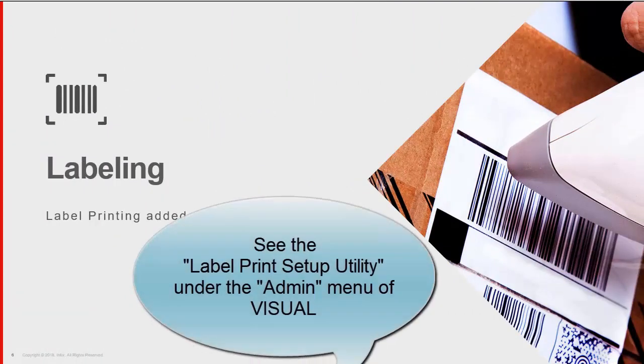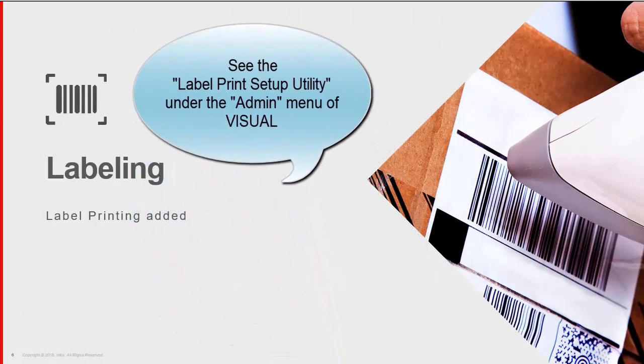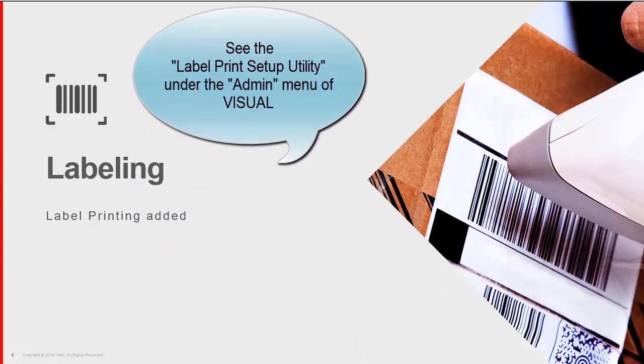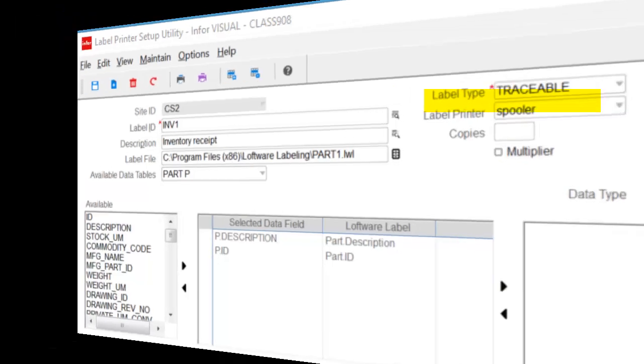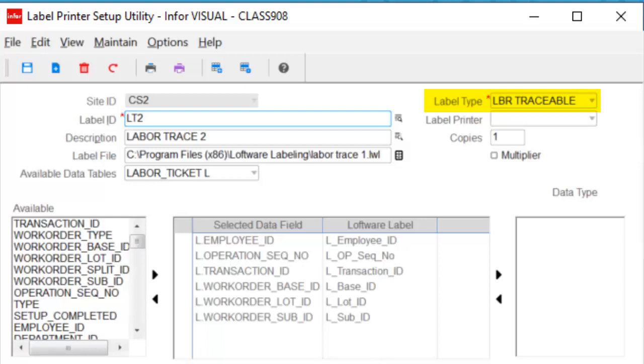The following enhancement works with the label print setup utility found underneath the admin menu of Visual. This utility includes 2 label types that will be utilized by the Shopfloor application. First, we can look at inventory type transactions. We'll use the label type of traceable, and there's also an option to have labor trace labels produced. My example going forward will be one for labor trace.